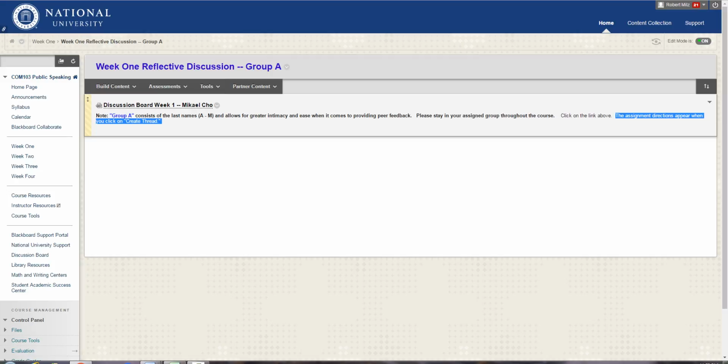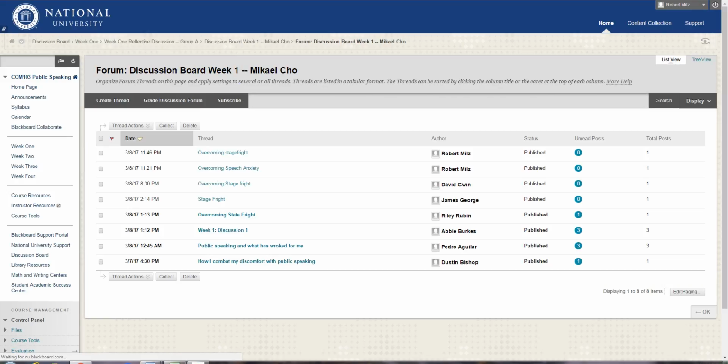appear when you click on create thread. Well, you don't really know what that means because we're not there yet, so we don't know where it says create thread. So we actually have to click on this. Oh, there's this thing. It says create thread, because you're wondering where is the question that we're supposed to answer?